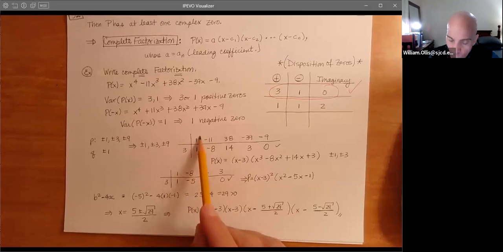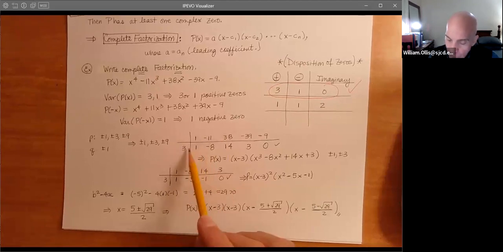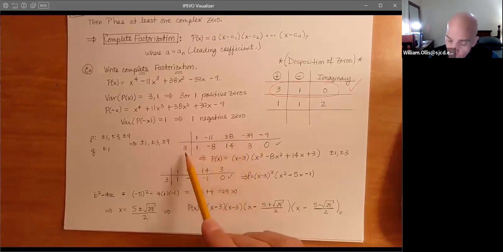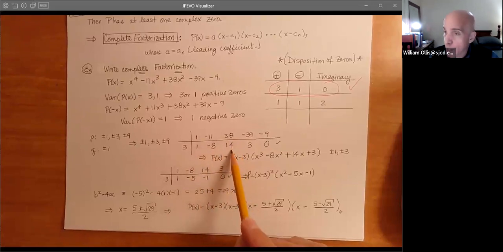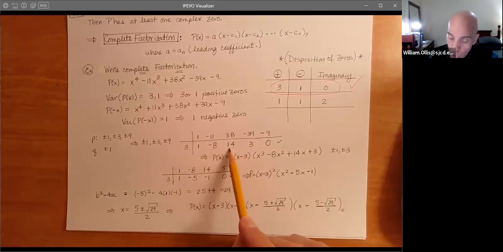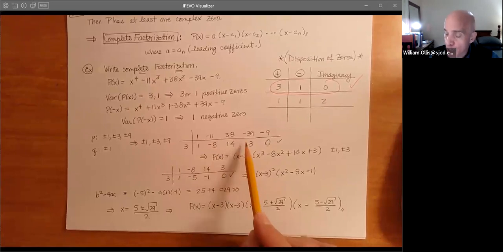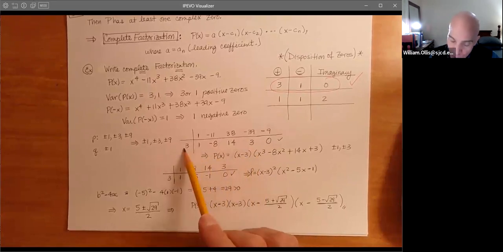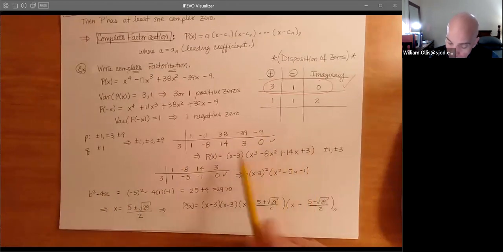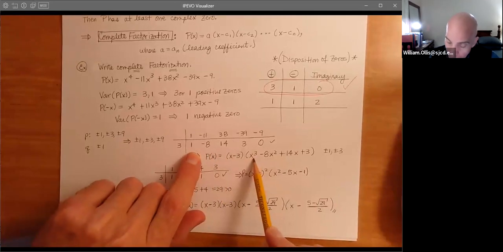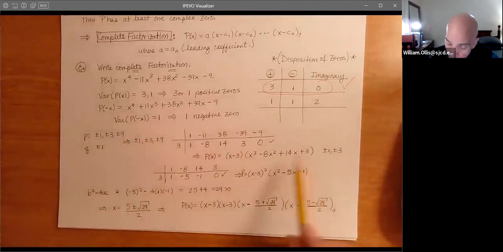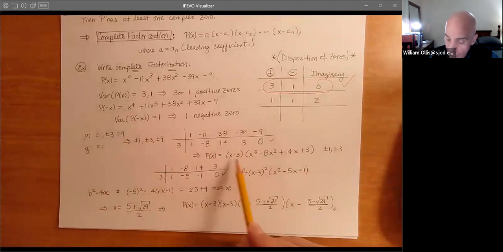So let's try 3. Bring the 1 down. 1 times 3, 3 plus the -11 is -8. -8 times 3, -24, plus a 38 gives us a +14. 3 times 14, that's going to give us a 42. 42 plus a -39 gives us a +3, jackpot. 3 times 3 is 9, -9 plus 9, 0. So here we go. We look at this and say reduced x cubed minus 8x squared plus 14x plus 3. And then, of course, we know a 0 is 3. We have an x minus 3.